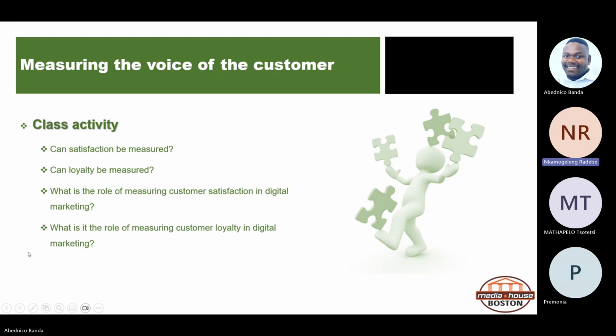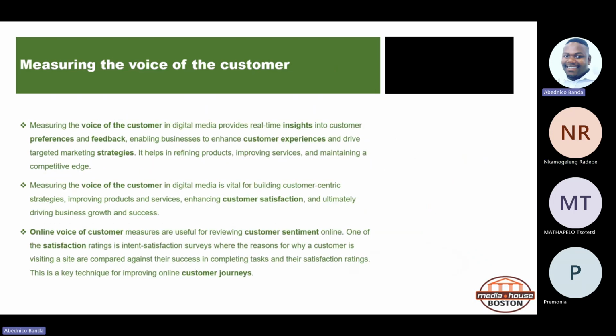Okay, all right. So measuring the voice of customer in digital media provides real-time insight into customer preferences and feedback. Remember, we want customers to be satisfied. One of the ways to know about customer satisfaction is to know their preferences and to understand the feedback that they are giving us. This enables businesses to enhance customer experience and drive targeted marketing strategies. It can also help brands refine products, improve services, and maintain a competitive advantage.